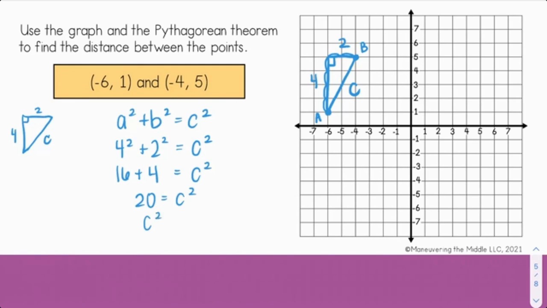And so if 20 equals c squared, I can find the value of just c by taking the square root of both sides. And the square root of 20, if I round that to the nearest tenth, gives me 4 and 5 tenths. And we'll just put units. So we always want to make sure that our answer is reasonable. If this was 4 and 5 tenths, it's reasonable compared to the values 4 and 2, and it's also the longest of those 3 values. So that's a great way to check our answer and be confident that we solved correctly. Way to go finding the diagonal distance on a coordinate plane by using the Pythagorean theorem.